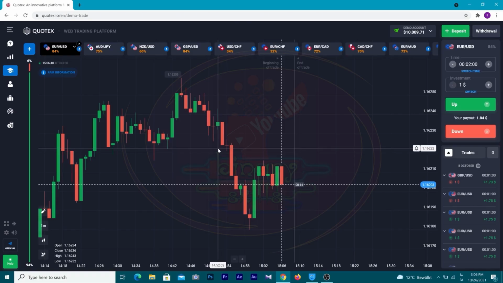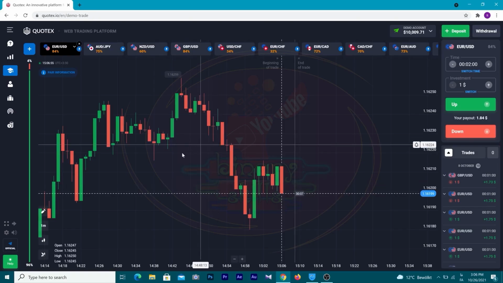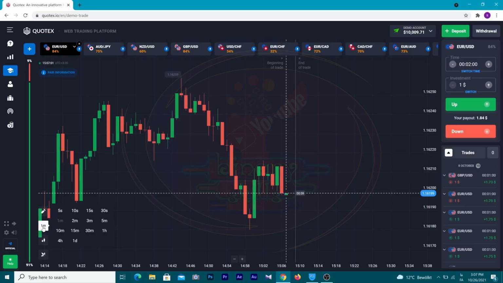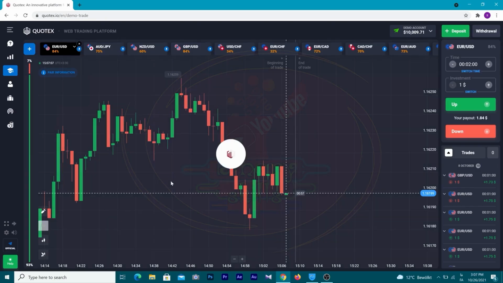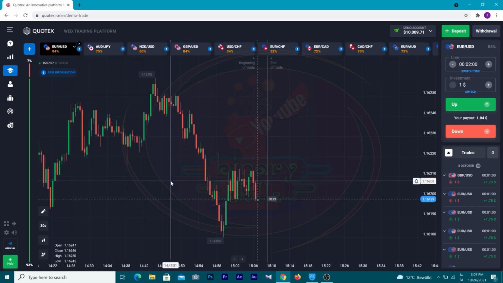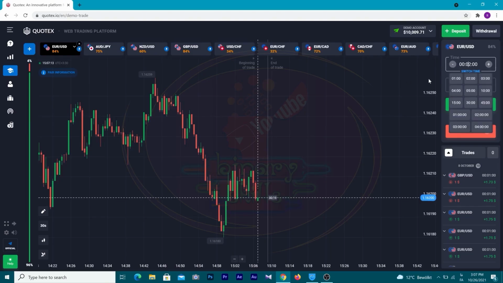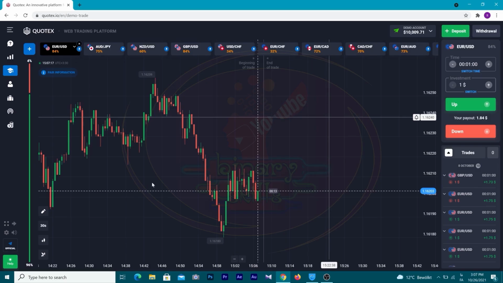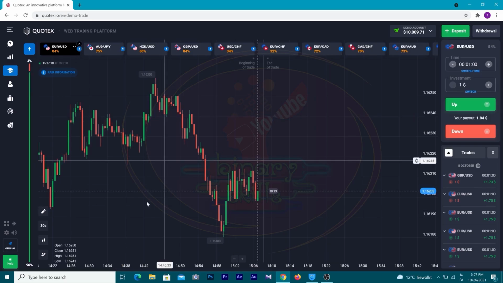Alright guys, we've opened the chart on the Quotex broker. I want to teach you this strategy on this broker, and with its help we'll make a few trades together on this platform. The first thing to note is that we're going to set the candlestick time frame to 30 seconds. And of course the trade time should be set to 1 minute. The time frame is set to 30 seconds and our trade time is 1 minute.